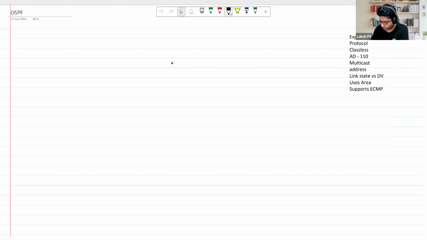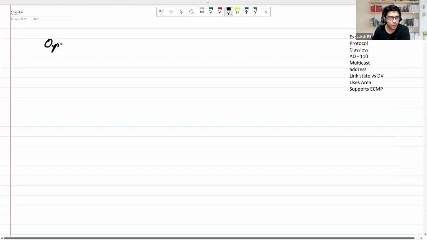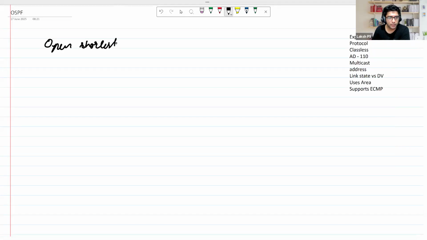So we started with OSPF in our last session, a bit about OSPF. Let's get into that recap quickly. So we started with the full form of OSPF. We know that OSPF stands for Open Shortest Path First, right?